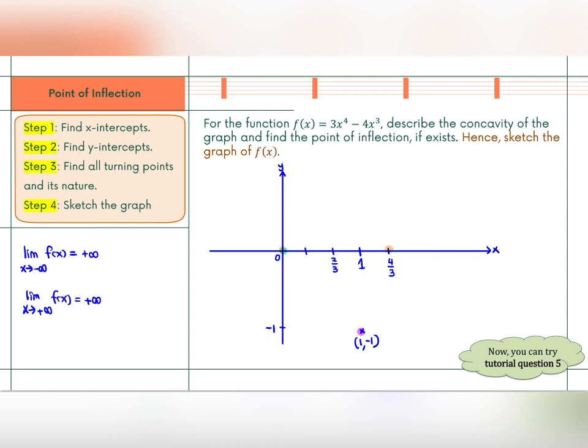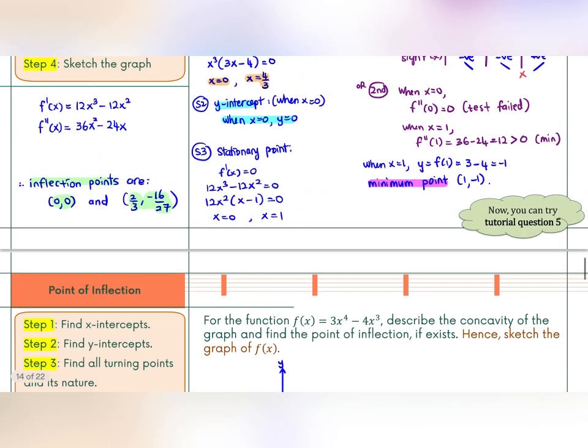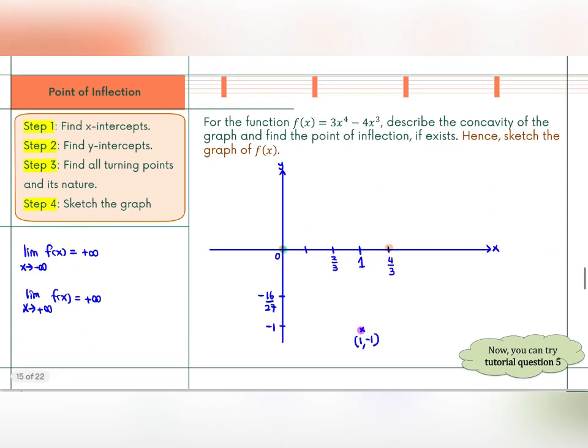So dia dekat-dekat tengah-tengah lebih kurang macam ni lah. So this is negative 16/27. Let's double check. Yes. Okay. So here is where our inflection point will be. So kita gunakan warna hijau dekat kosong juga, dekat sini juga. Okay, so macam mana rupa graf kita?